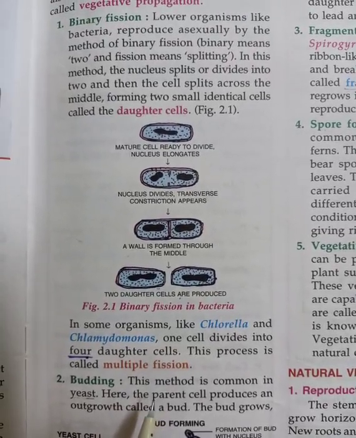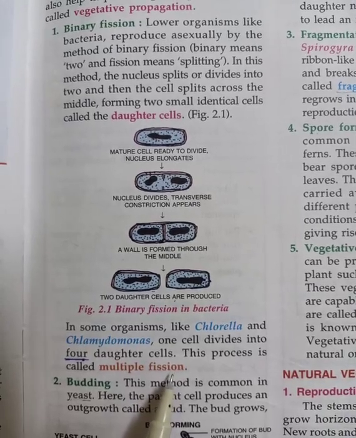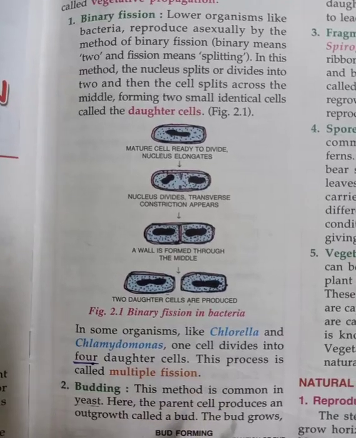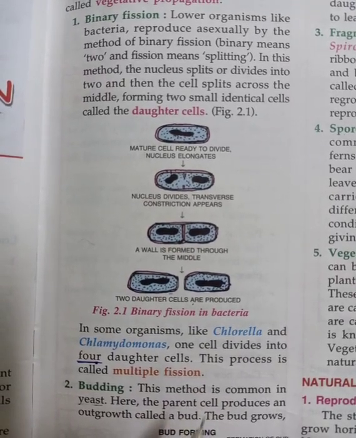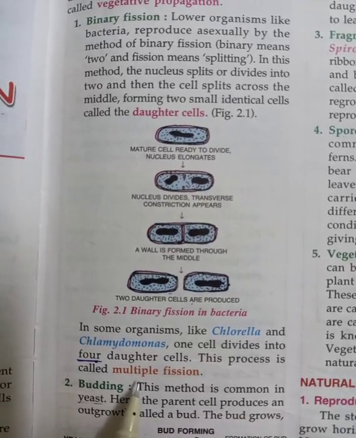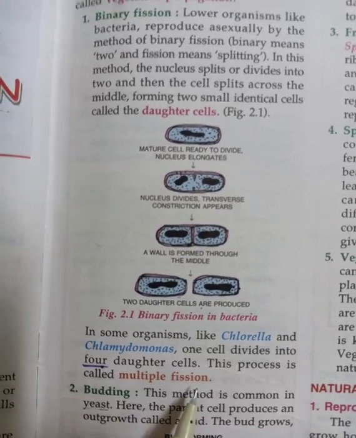That is called multiple fission. Multiple means more than 2. Maybe 3, maybe 4, maybe 5, maybe 6. But when a single cell is able to produce more than 2 cells, that is called multiple fission.